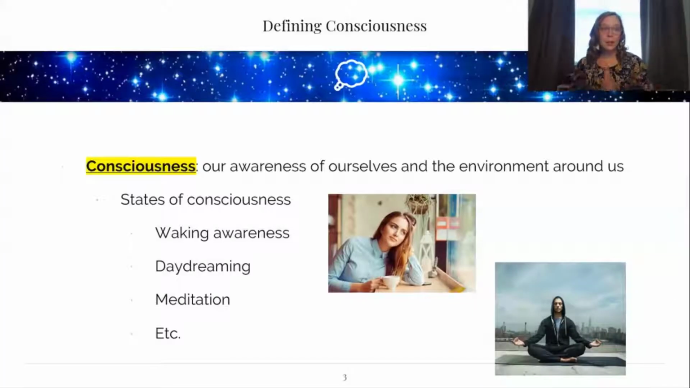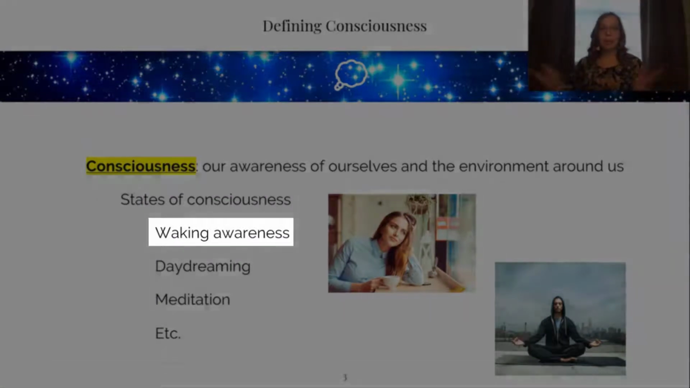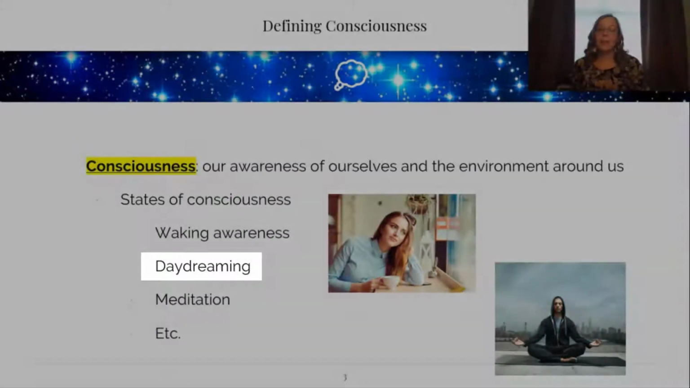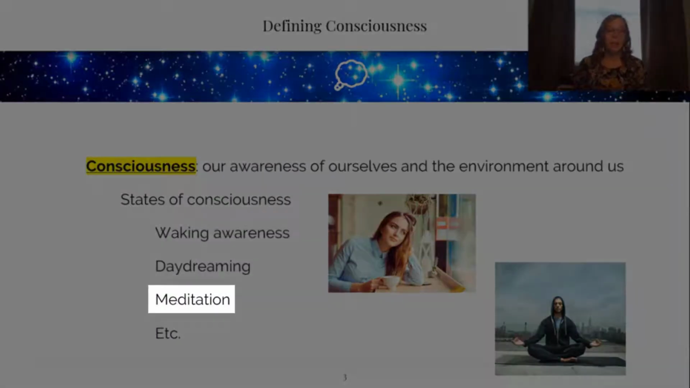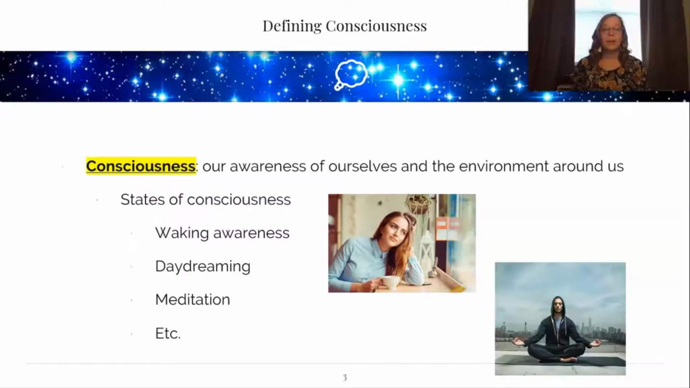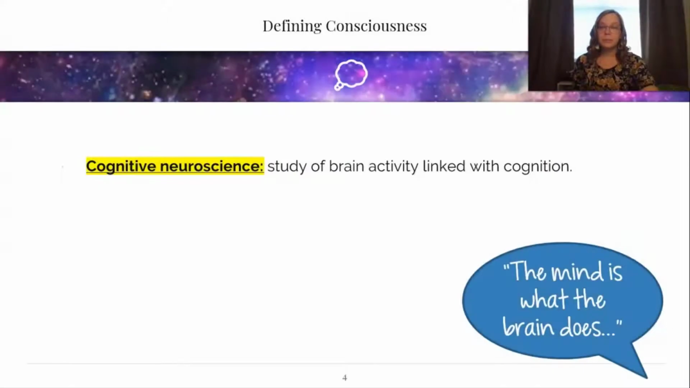So first, let's talk about consciousness. When we talk about what consciousness is, we are referring to our awareness of ourselves and the environment around us. There are different states of consciousness, different levels, so to speak. For example, there's waking awareness when we're wide awake, there's daydreaming, there's meditation, etc. So there are different levels of consciousness that we experience based on different things.